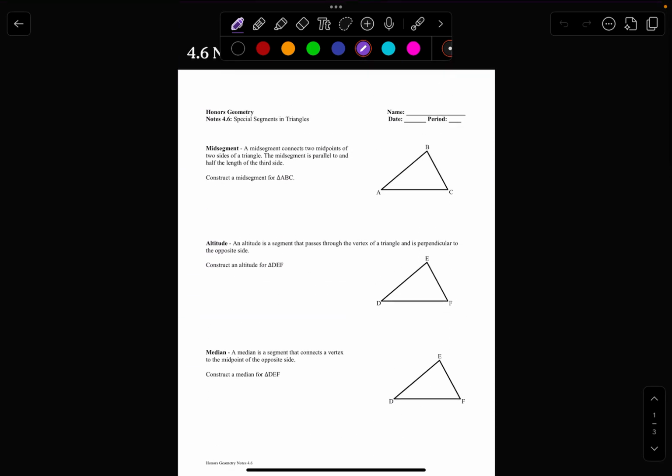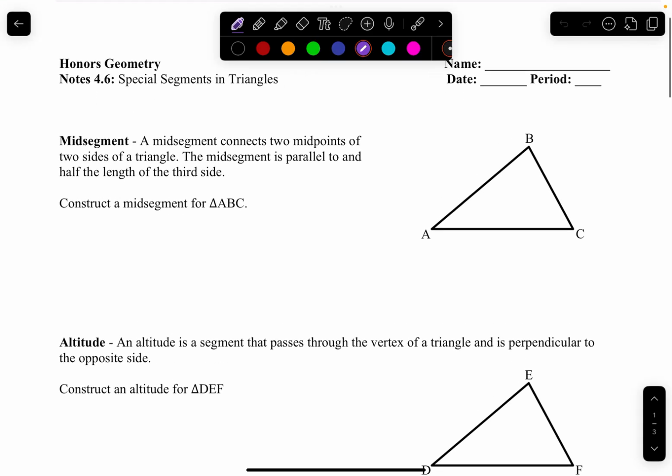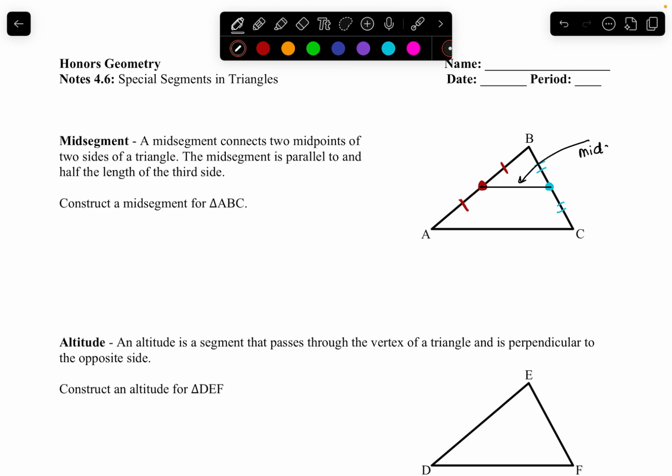Okay, here we go. First thing we're going to talk about is a mid-segment. A mid-segment consists of two midpoints of two sides of a triangle. So I'm going to say that this right here is the midpoint of AB. Well, if it's the midpoint, that means that it's going to cut this into two congruent segments, right? We know what midpoints are. And then I'm going to say that this over here is another midpoint, which means that B and that center point in C are also going to be congruent. So this line that connects them is known as the midsegment. So this right here is my midsegment.